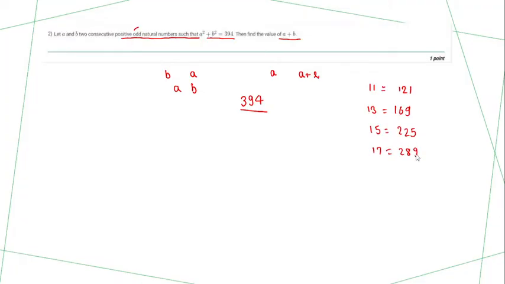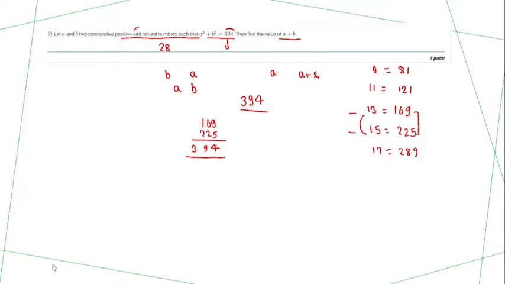Okay, now we will try to get 394 with these. I'm not taking a smaller number like 9 or lower than it, because it will not make 394. So if you see these two numbers, 169 and 225, they will make 394. So here we have arrived at our solution: the smaller number is 13, the bigger number is 15, and the sum of these two numbers will be equal to 28.